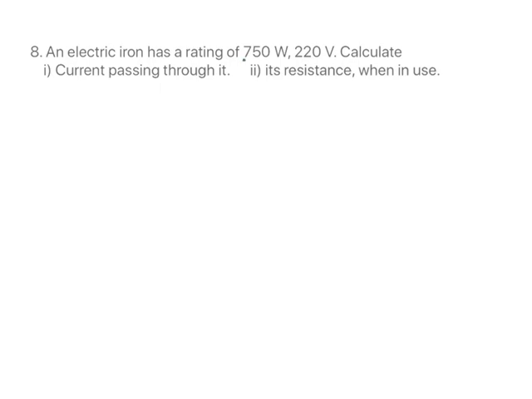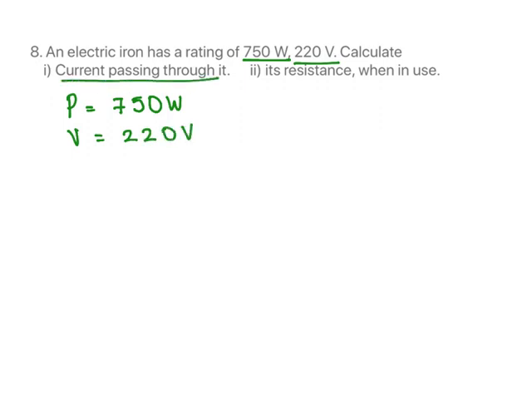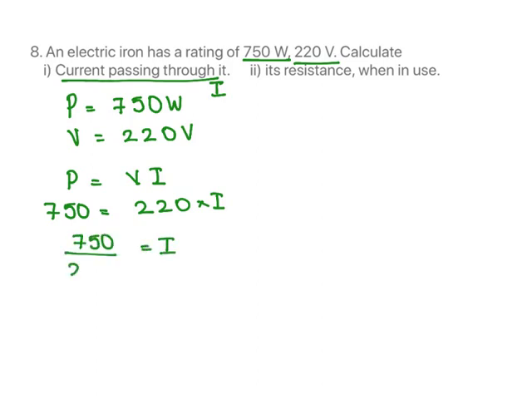An electric iron has a rating of 750 watts, voltage 220 volts. Calculate the current passing through it. Current means I, so we use the formula P = V into I. 750 is power, V is 220, I we don't know. So I equals 750 over 220, which is 75 over 22 amperes.